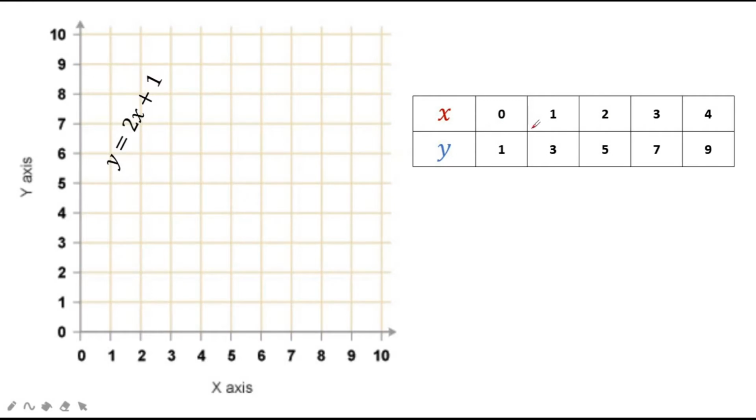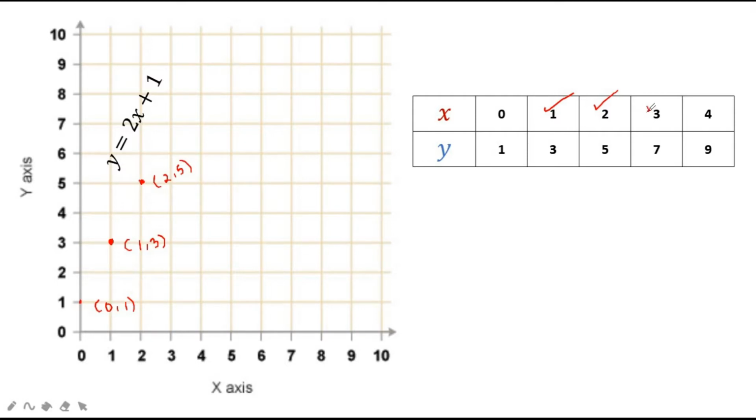So let us plot these points. When x equals 0, y equals 1. So this is the point. Next, when x equals 1, y equals 3. So when x equals 1, y equals 3, this is the point. Next, when x equals 2, y equals 5. So here x equals 2 and y equals 5, here we have 2, 5.